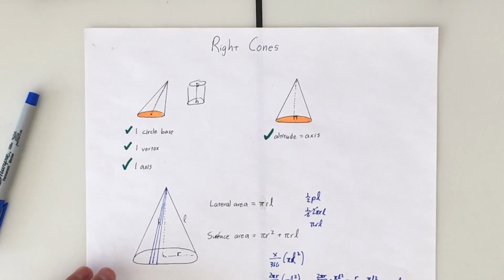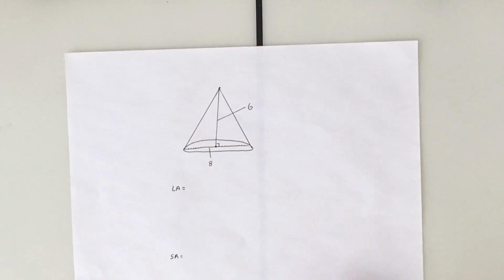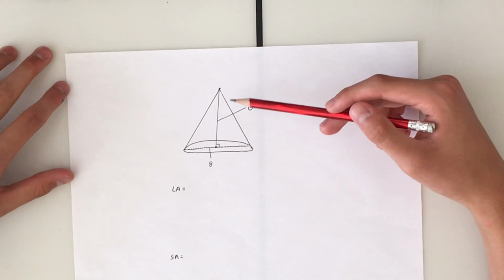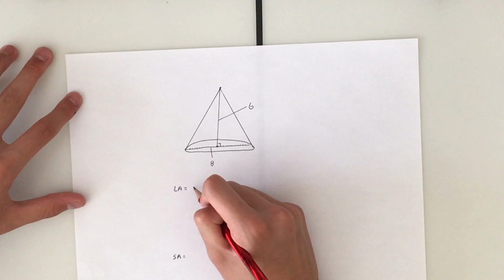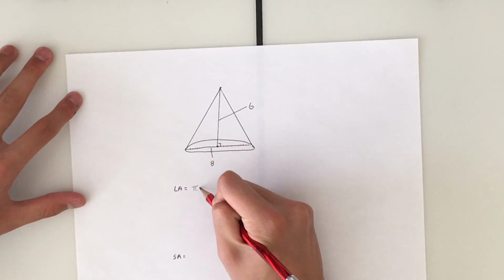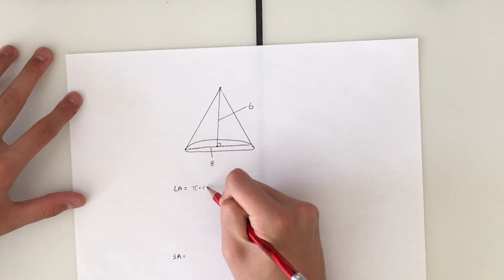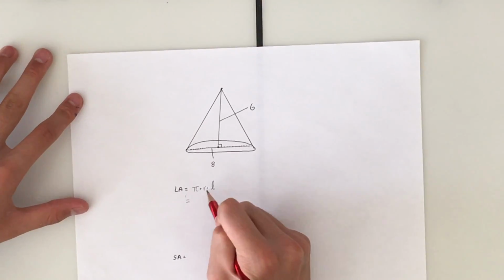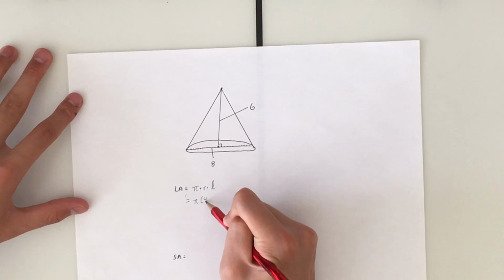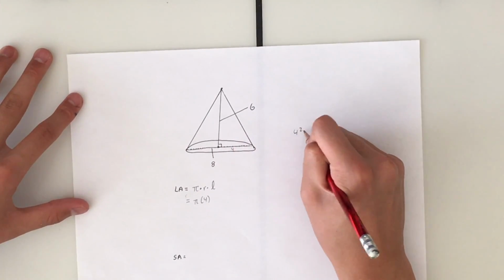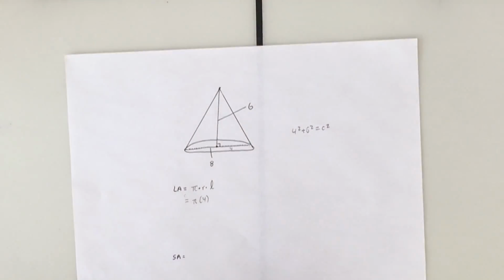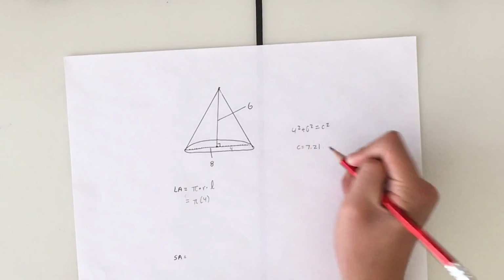So now let's do a practice problem. Here they give us a diameter of 8 and the height of the cone is 6. So first we have to find the slant height because we know that the lateral area of a cone is pi times the radius times the slant height. We already know what r equals, since it would just be half of 8. But in order to find the slant height, we would need to use the Pythagorean theorem. So I'll just do that right here. And we find that the slant height is 7.21.